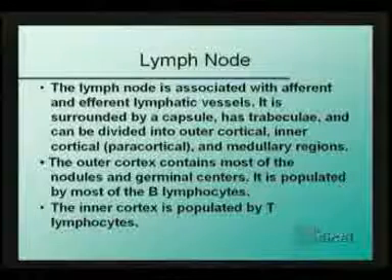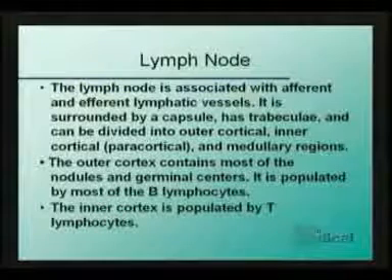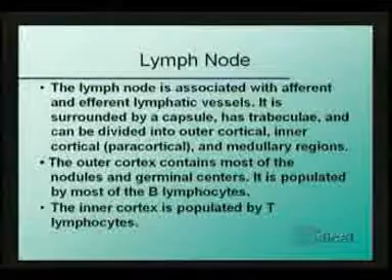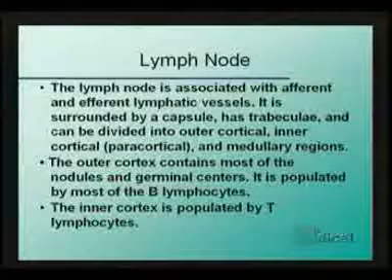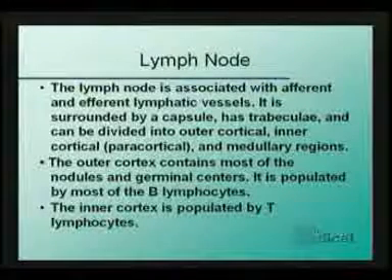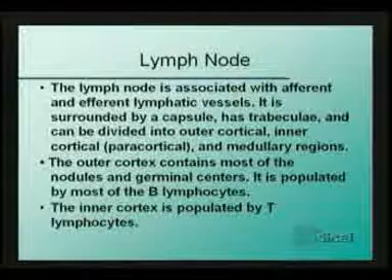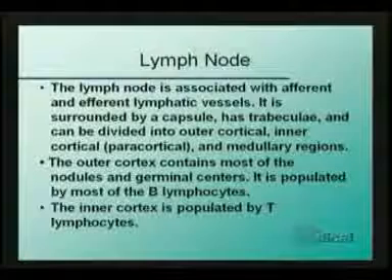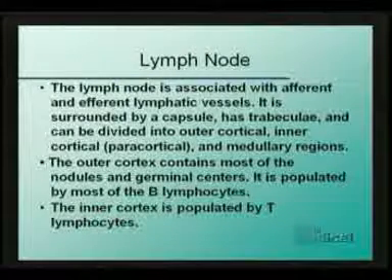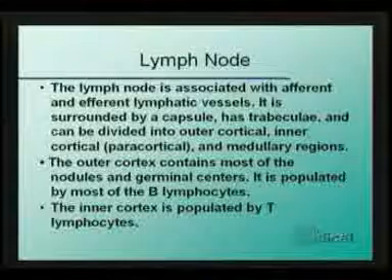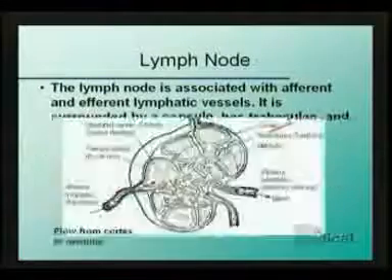As we'll see, the cortex is further divided into an outer cortex, which is going to be B cell and germinal center rich, and an inner or paracortical region, which is going to be a T cell rich region, and an associated medulla. As we already indicated, the outer cortex contains the nodules and the germinal centers. It's populated by B lymphocytes. The inner cortex or paracortex is going to be the T cell rich area of the corresponding lymph node.